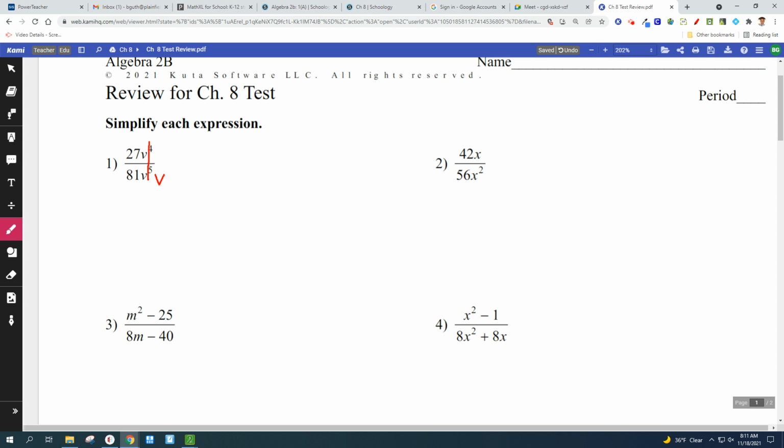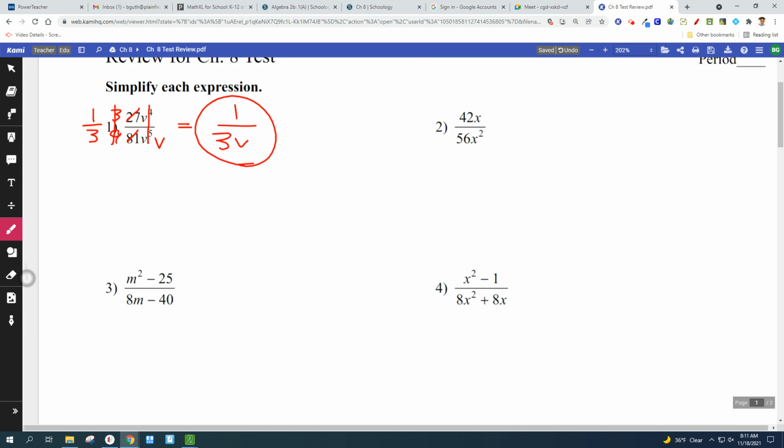27 and 81. I know both of those are divisible by 9. If I divide by 9, that's still reducible. I can divide both those by 3. That's 1/3. So pay attention to what's on the top and what's on the bottom. All that remains on the top is 1, on the bottom 3v. Simplify each expression. Done. Reduce your fractions.